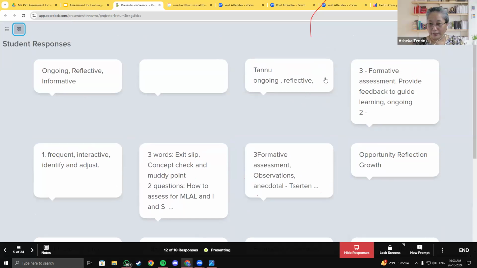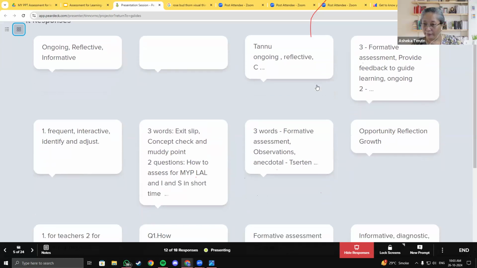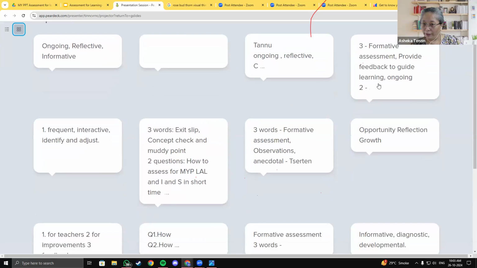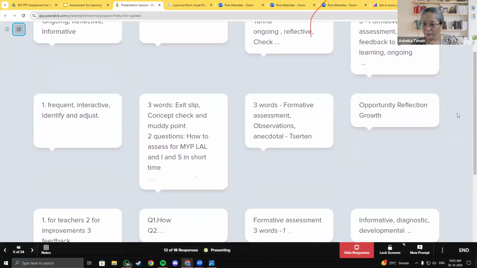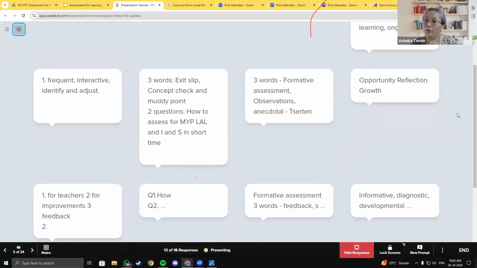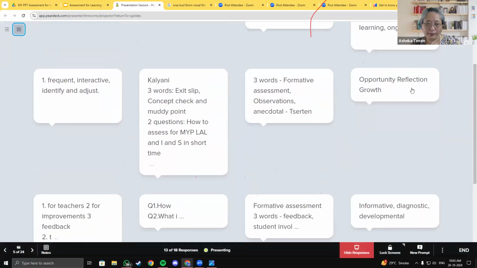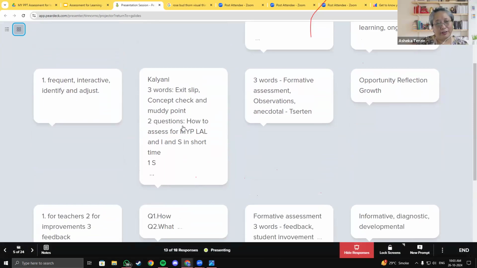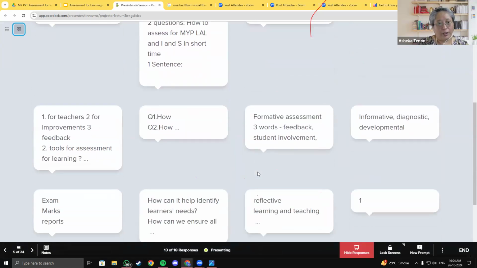Tanu says that for assessment for learning, the two words that come to her mind are ongoing, reflective, providing feedback to guide learning. Opportunity, reflection, and growth are the three words that come to mind for this particular participant. Kalyani says three words that come to her mind are exit slip, concept check, and muddy point. So Kalyani writes about the different strategies that you can use. Okay, so these are the names of strategies that you can use.